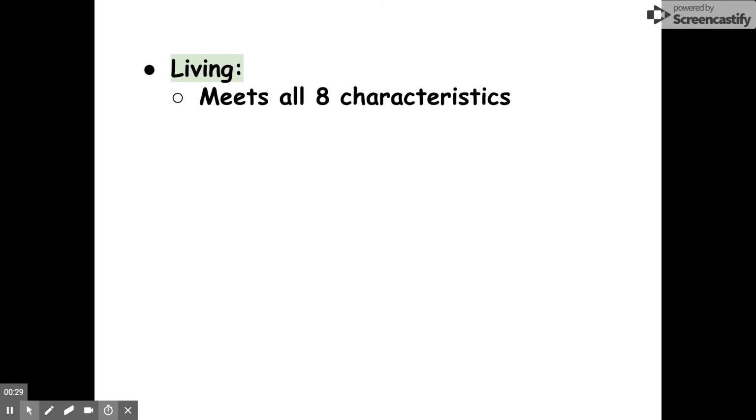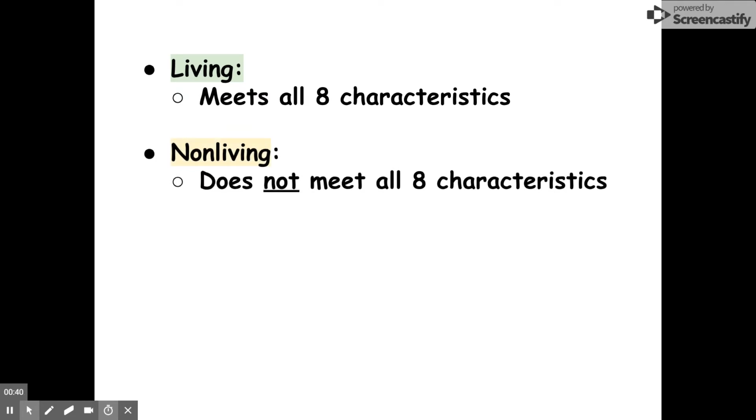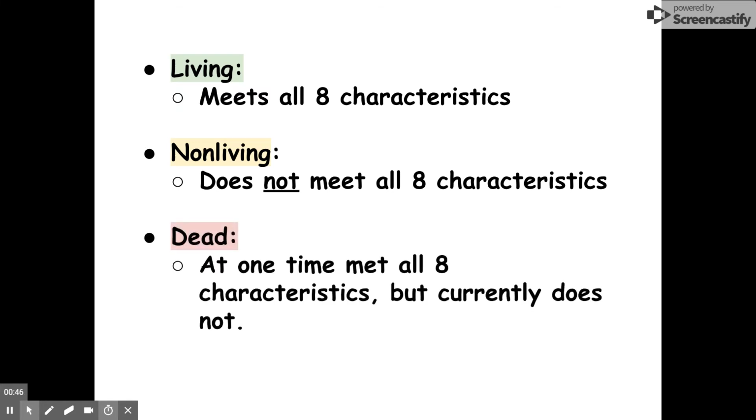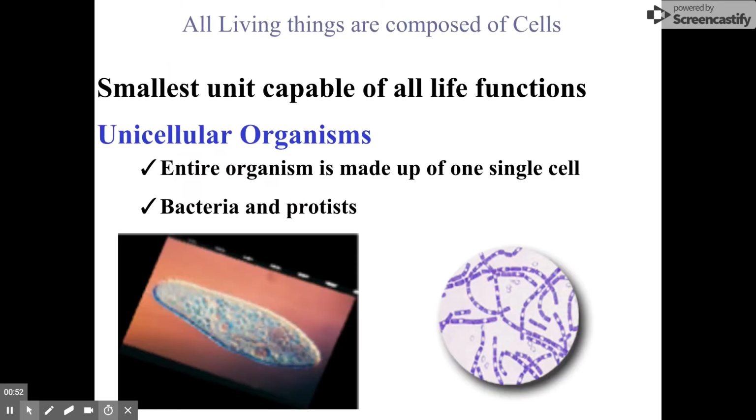First thing I want to review is what does it actually mean to be living? We're going to learn that in order to be considered living, you must meet all 8 characteristics. So living things are able to meet all 8 characteristics. Non-living things do not meet all 8 characteristics, and dead things at one time met all 8 characteristics, but currently do not. Right, so let's go through these 8 characteristics.